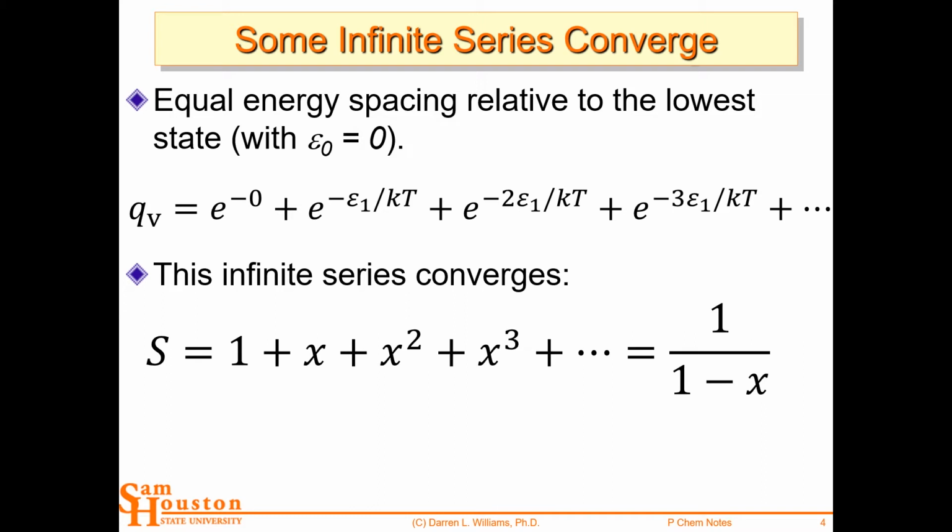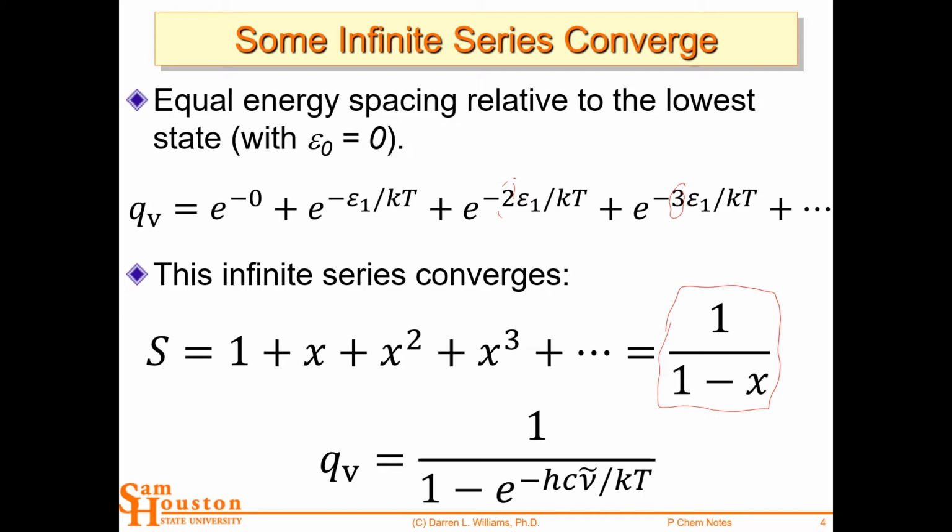Do y'all see that? You see e to the 0 is 1, and then if this unit is corresponding to e to the 1, then you have e to the 2 here, and e to the 3 here. You see it follows this same pattern, and this infinite series converges, so that sum ends up being this. So in this case, what is x? x is e to the minus epsilon 1 over kT. And so then you get the partition function.